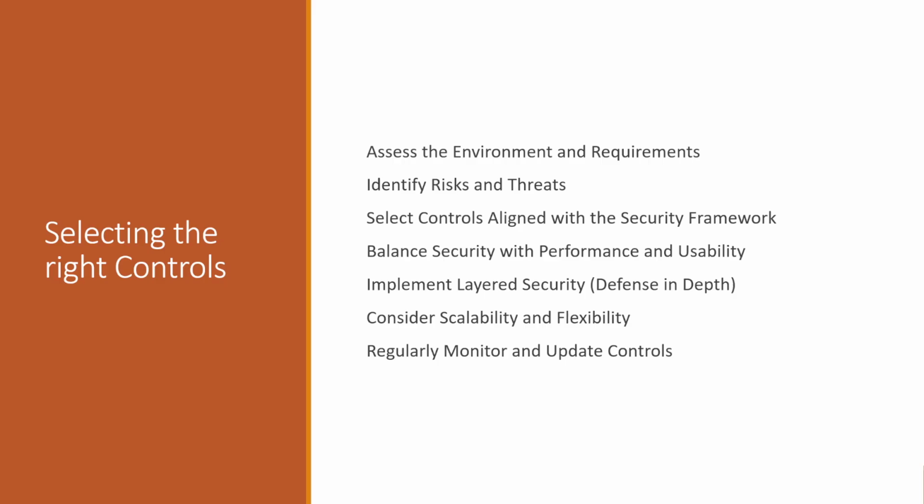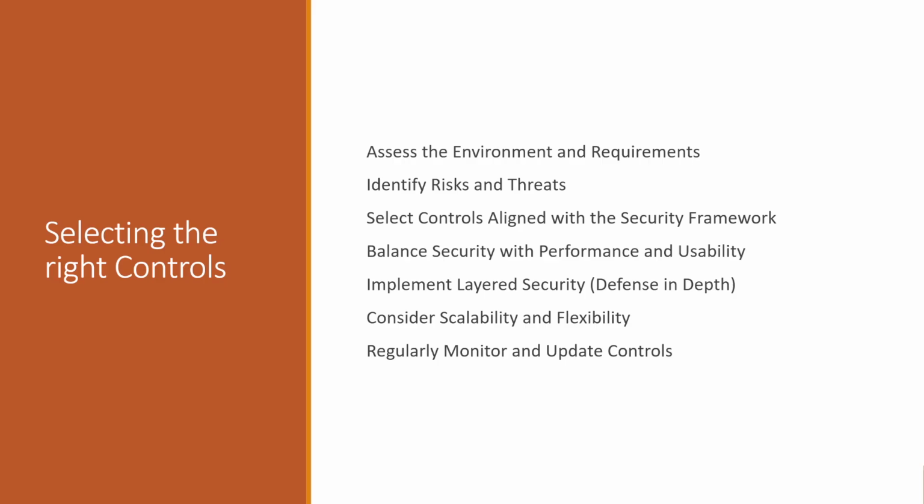We then can select the controls that are aligned with our framework. Now, depending on that framework, you could be using ISO 27001, maybe the NIST Cybersecurity Framework. Whatever framework that you're going to align yourself with, the framework is going to allow us to have best practice for securing our infrastructure and ensuring compliance with this framework. We will then want to balance our security with performance and usability. While security is critical, we should not hinder the performance or usability of our systems, right?